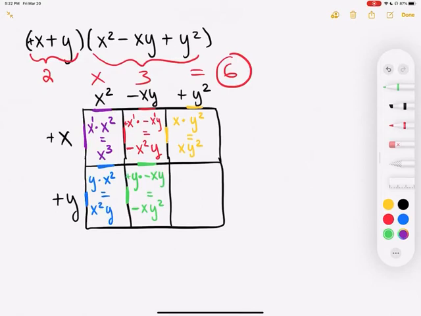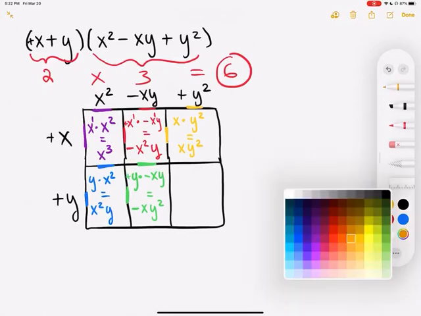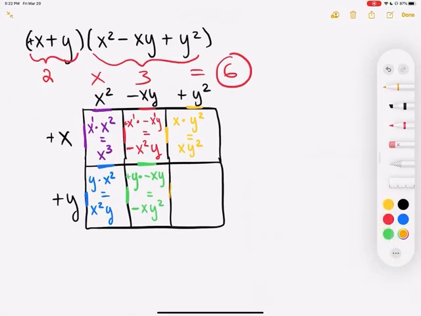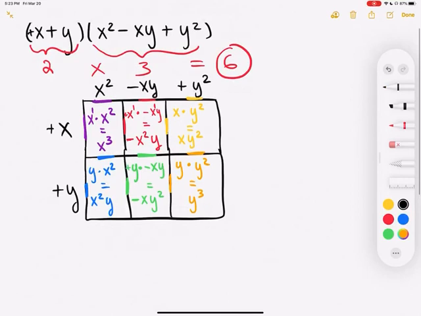And for the last term, let's see if I can come up with a fancy color. It's going to be positive y times y squared. So y times y squared, all you have to do is add those two exponents to get y cubed. So it looks like I already found all of my areas. I'm just going to write them in a straight line.